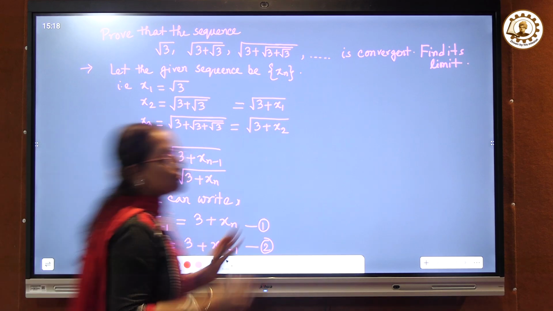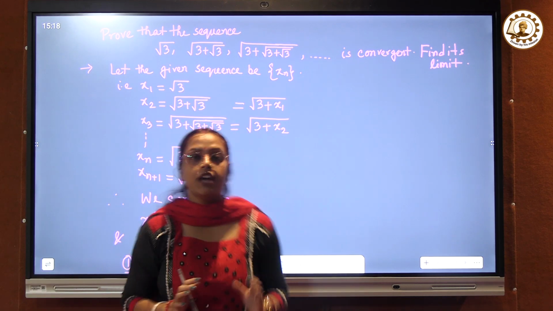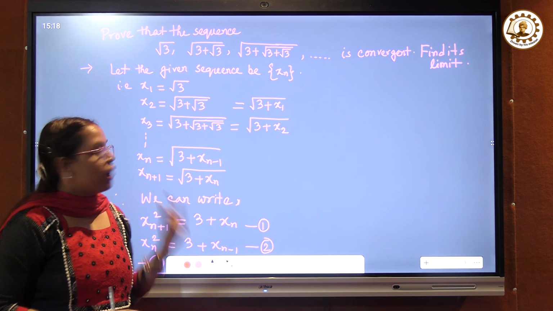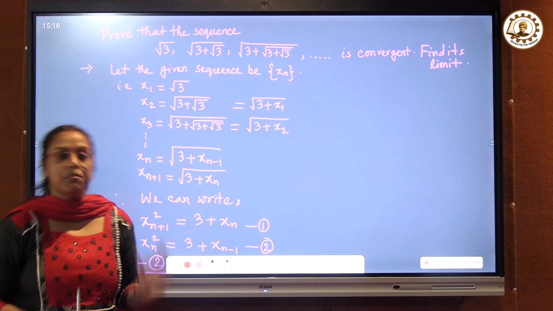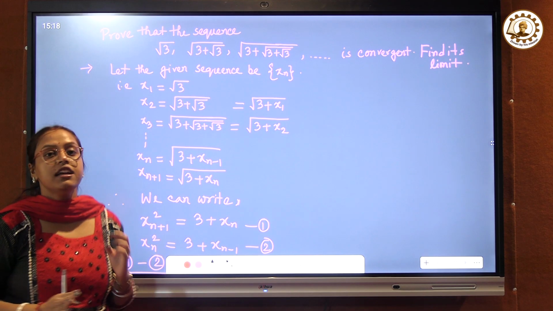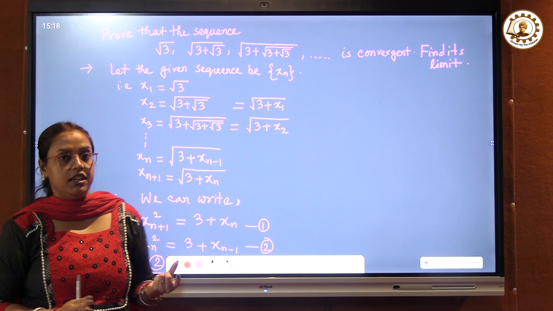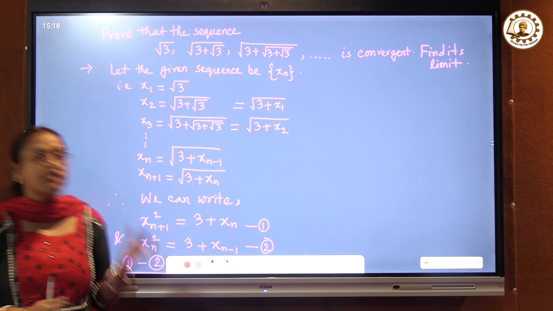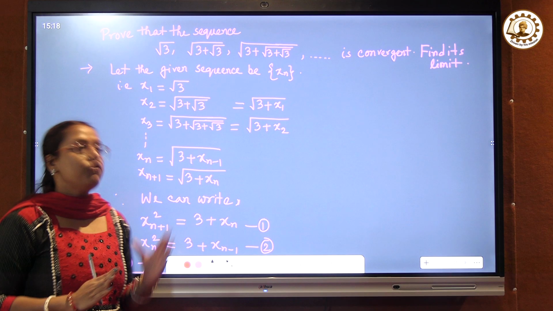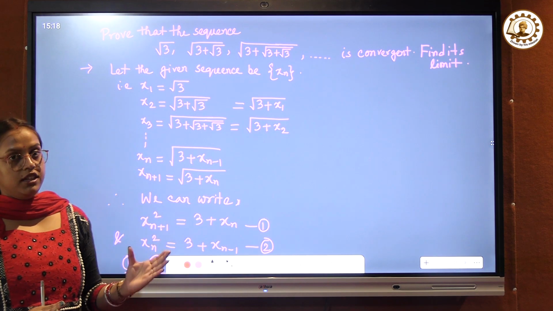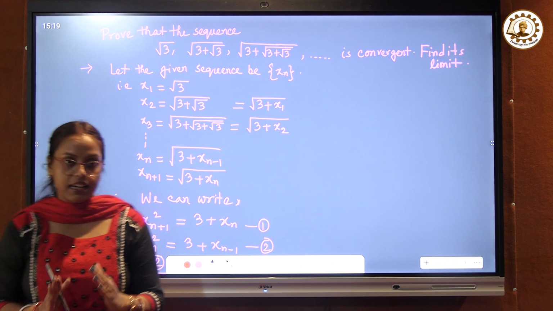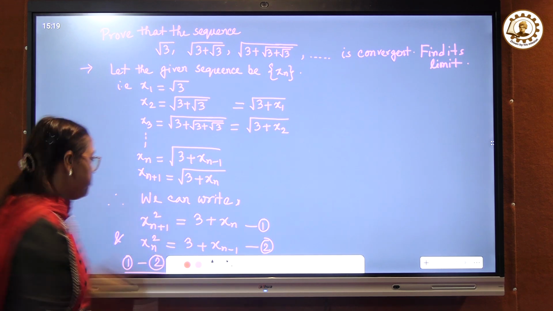Now students, to prove a sequence convergent, what do we have to do? We have to use two theorems. One theorem is, if a sequence is monotonically increasing and bounded above, then the sequence is convergent. And the second theorem is, if the sequence is monotonically decreasing and bounded below, then we can also say that the sequence is convergent. So first we have to check whether the sequence is monotonically increasing or decreasing.